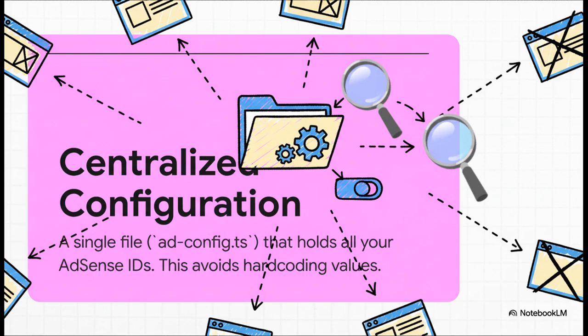And here's another pro move. Do not scatter your ad IDs all through your components. That's a recipe for disaster. Instead, we create one single config file that holds everything. Think of it like your ad system's brain. You need to change an ad slot, you change it in one file. Simple. This is going to make your life so much easier.